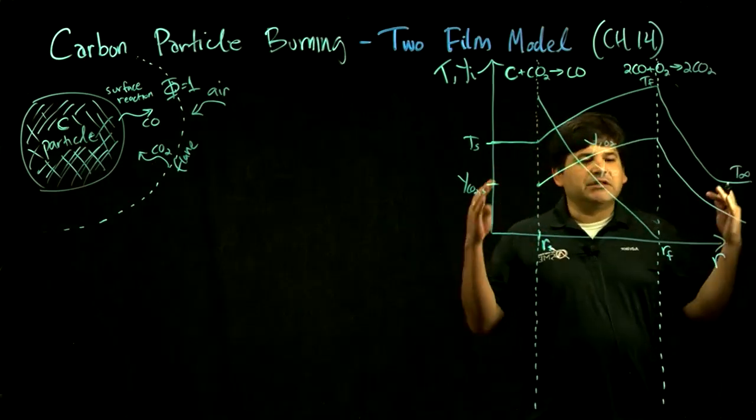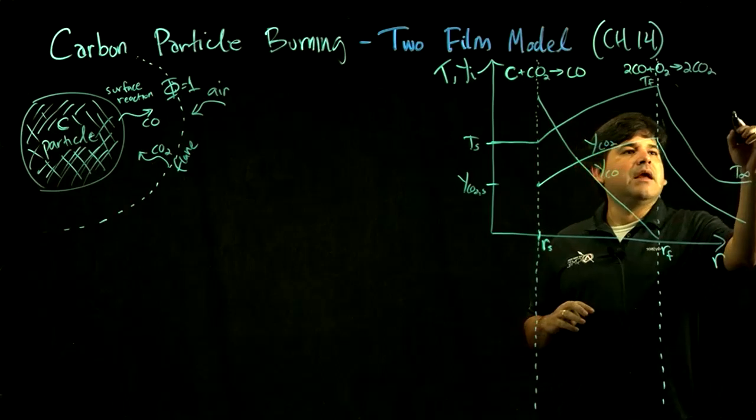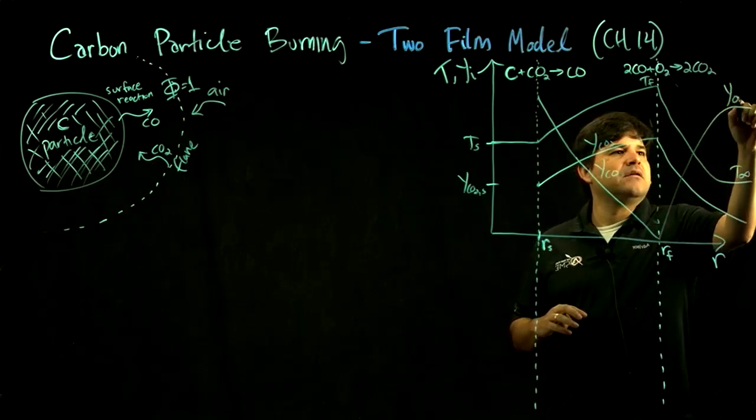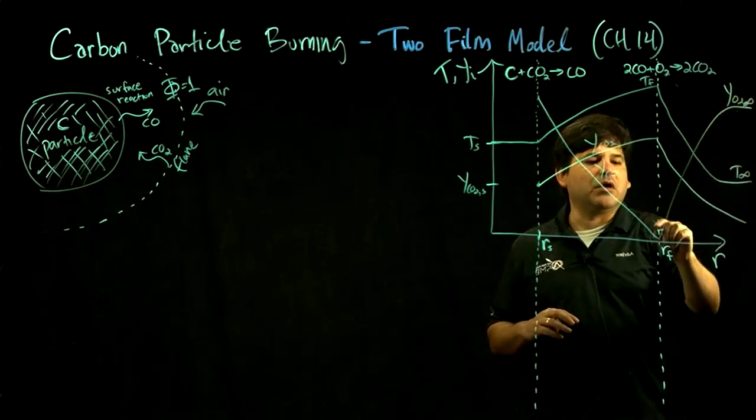And with oxygen, it's the opposite. It's coming from the opposite direction, from the surroundings, from the air, and it diffuses in. So there's some far stream O2, and then it all gets burned at the flame.